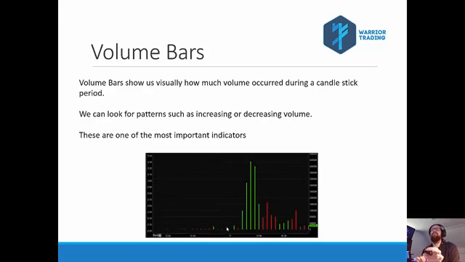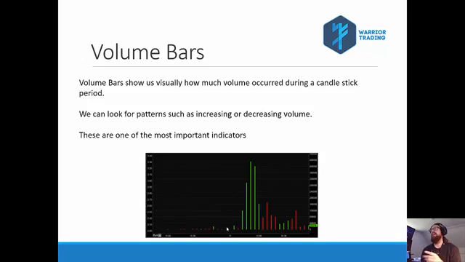Volume bars visually show us how much volume occurred during a candlestick period. These are green only because the candlestick was green during that time, or red because the candlestick was red. It's not to say that this is all buying volume or all selling volume. It's just correlating with which direction the candle was going when this took place. And that's a setting you can change. If you want them all to be gray, they can all be gray.